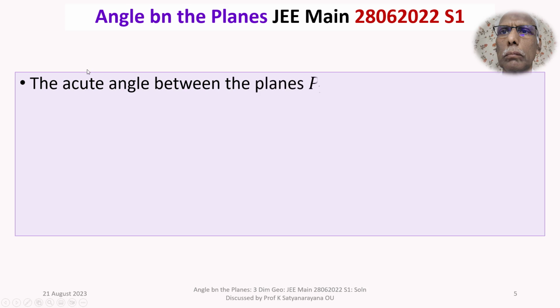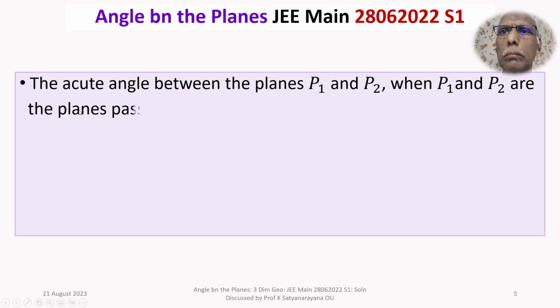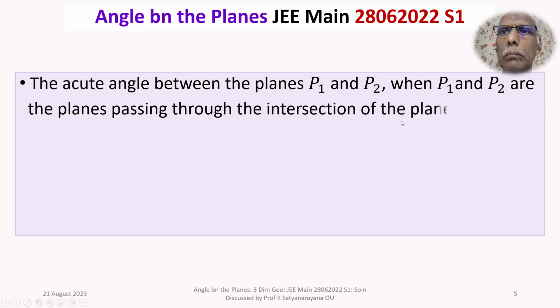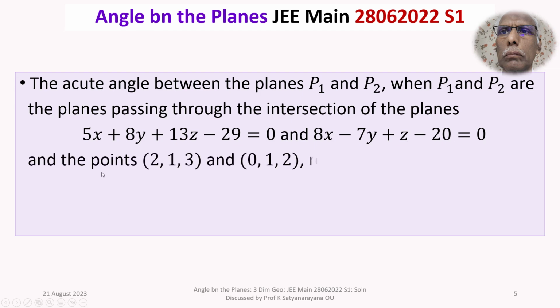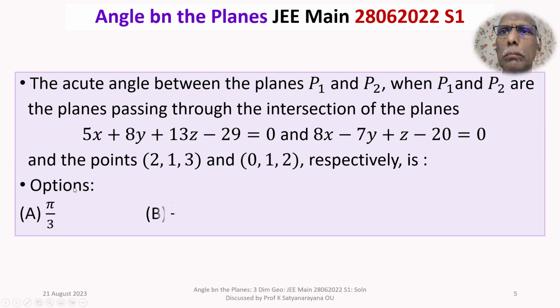The given question is: the acute angle between the planes P1 and P2, when P1 and P2 are the planes passing through the intersection of the planes 5x + 8y + 13z - 29 = 0 and 8x - 7y + z - 20 = 0, and the points (2, 1, 3) and (0, 1, 2) respectively, is. We are given 4 options: option A pi by 3, option B pi by 4, option C pi by 6, option D pi by 12.